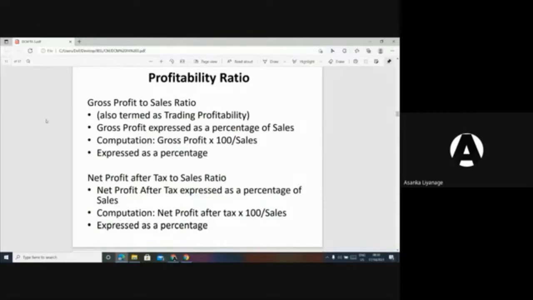But when you are to interpret the gross profit ratio, comparison is also one of the main important points. When it comes to comparison, you can compare your current year ratio with the previous year ratio, or with the budgeted ratio, or with competitive entities' ratios if you have the figures, or with industry averages, right?